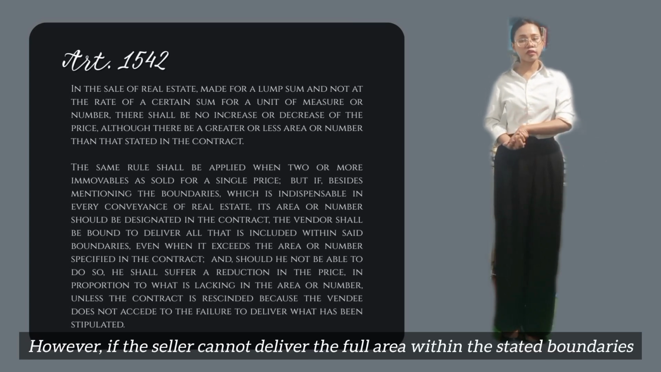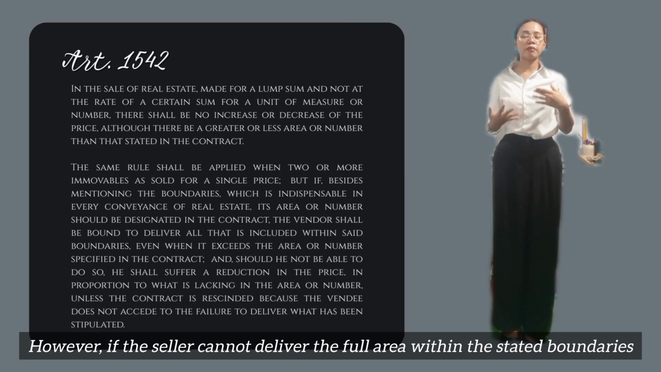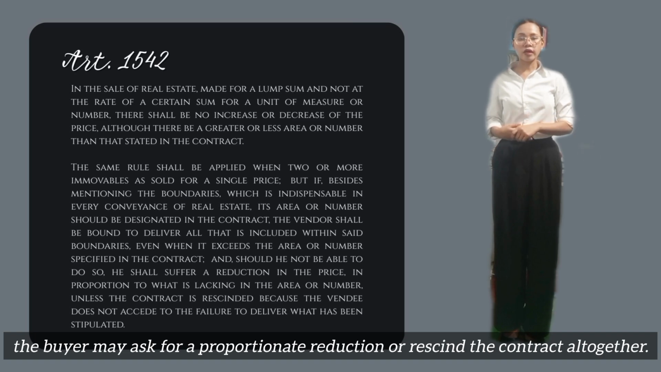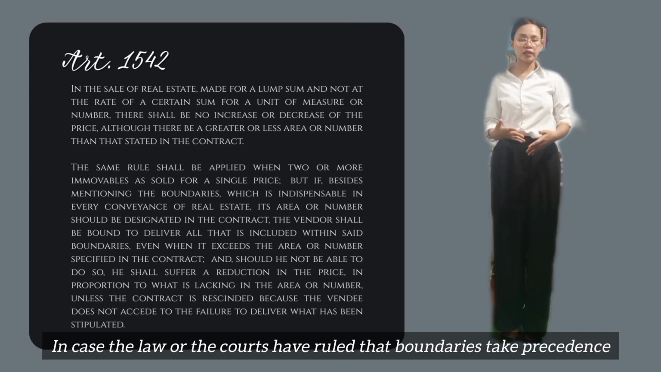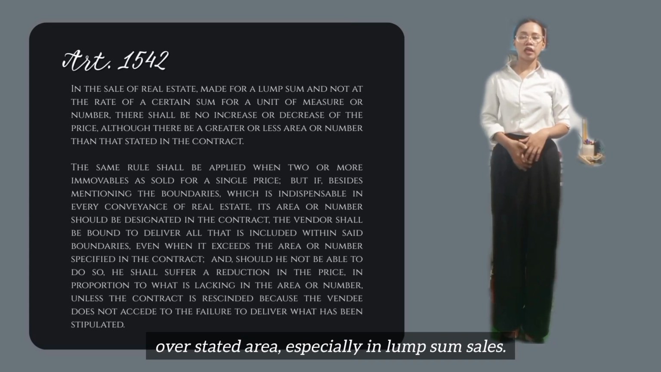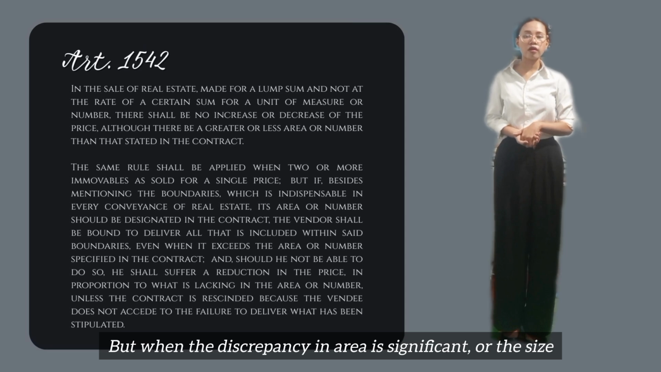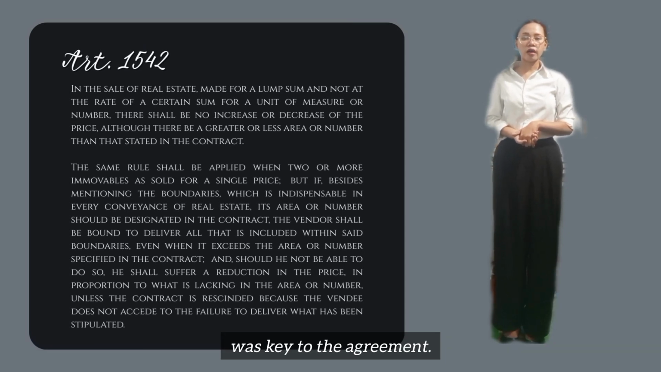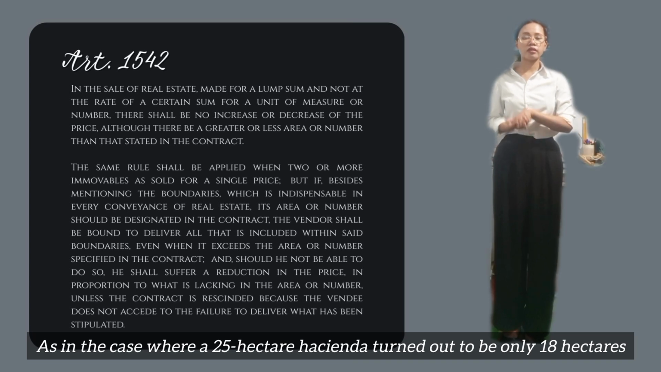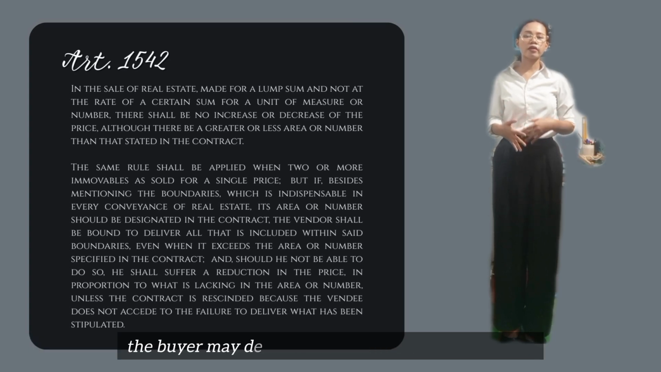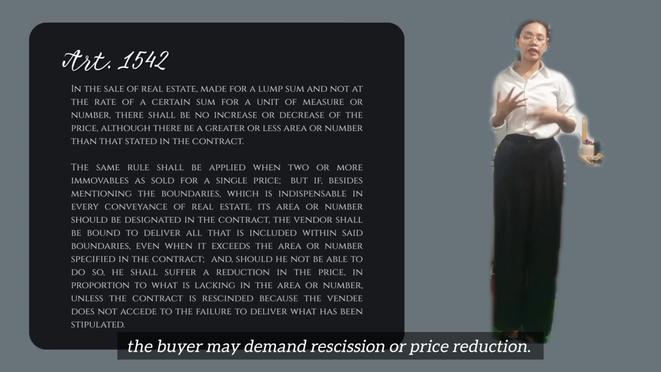However, if the seller cannot deliver the full area within the stated boundaries, the buyer may ask for a proportionate reduction or rescind the contract altogether. The law or the courts have ruled that boundaries take precedence over stated area, especially in lump sum sales. But when the discrepancy in area is significant or the size was key to the agreement, as in the case where a 25-hectare hacienda turned out to be only 18 hectares, the buyer may demand rescission or price reduction.